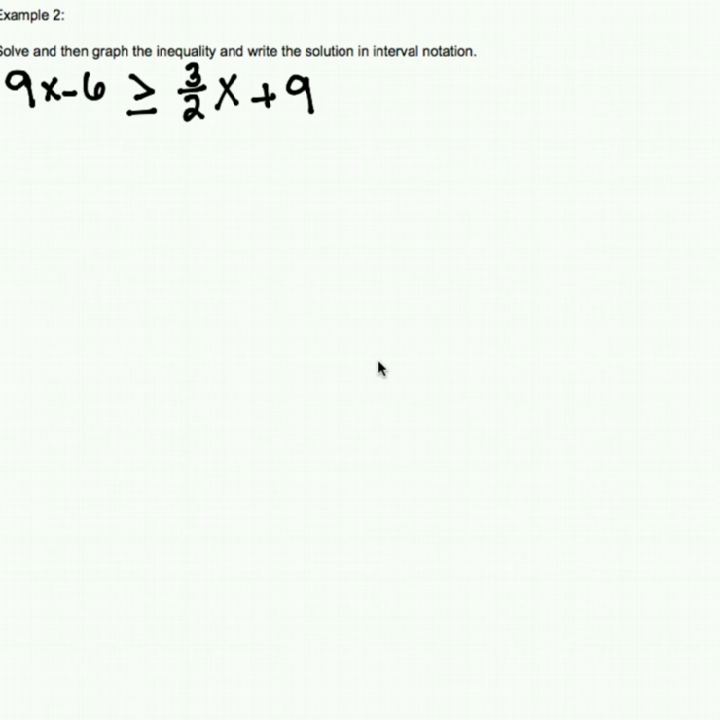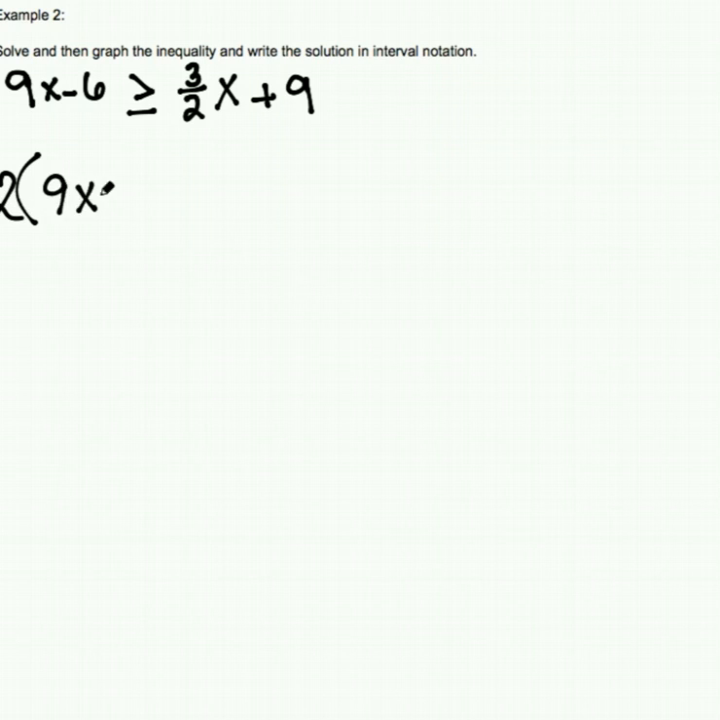Example 2. Again, we're going to solve and graph and then write our final solution in interval notation. Again, we're going to pretend like this is just a regular equation. The first thing I always want to do is get rid of fractions. Right now I have this 3/2. To get rid of fractions in a problem, you multiply by the common denominator. In this example, 2 is my common denominator, so I can multiply every term by 2.